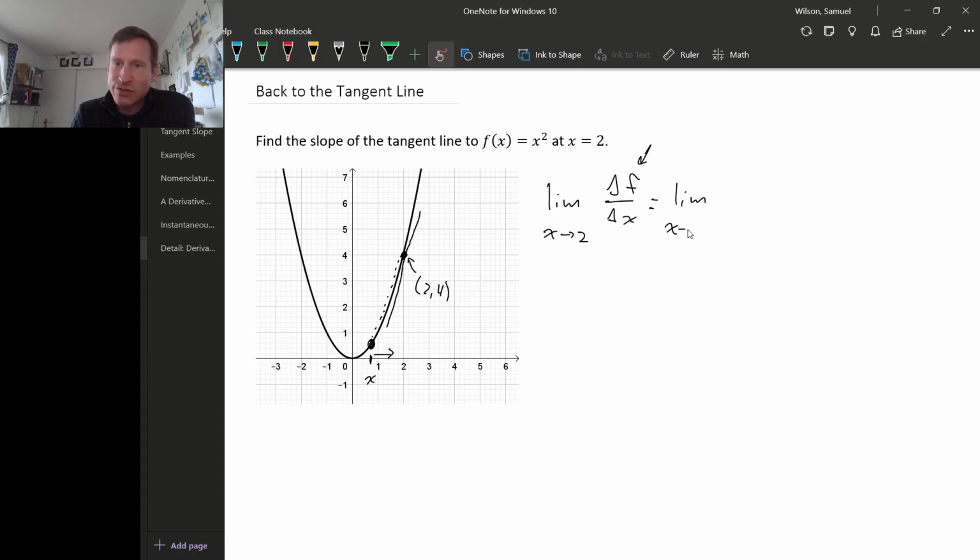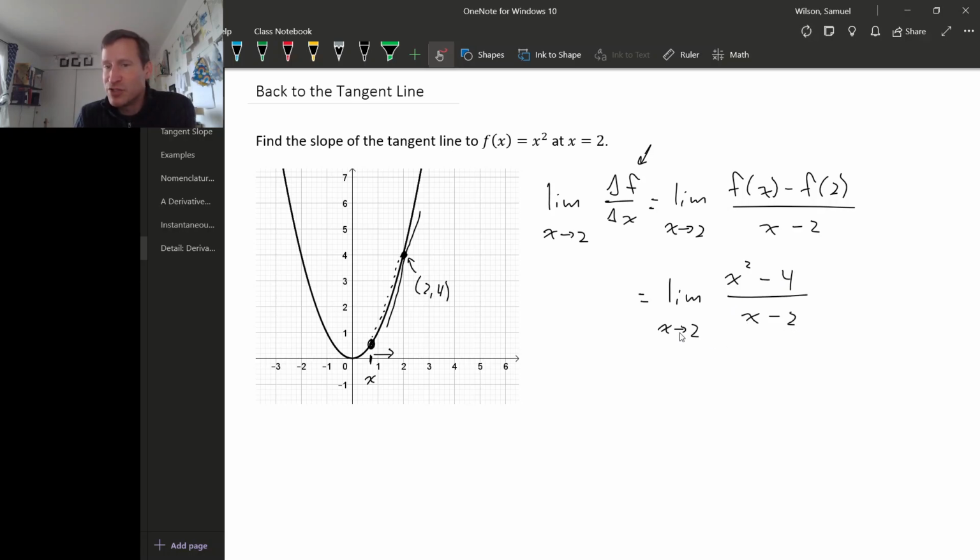So let's see what we get. Limit as x goes to 2 of, delta f, that's f of x minus f of 2, over delta x, that's x minus 2. So the limit as x goes to 2 of, f of x is just x squared, minus f of 2, that's 4, over x minus 2. And sure enough, if you just plug in 2, you do get 0 over 0. And 0 over 0 doesn't mean anything. 0 over 0 just means try harder to calculate the limit, try something else.